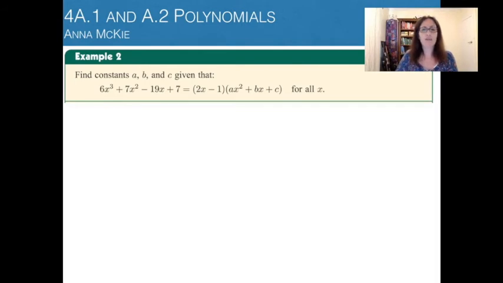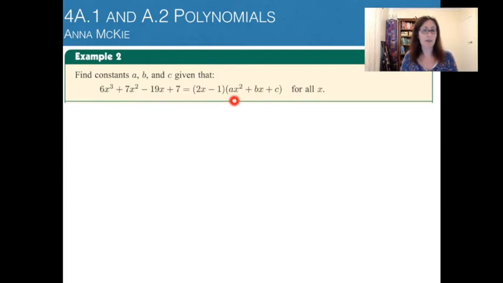Find constants a, b, and c, given that this polynomial, what would it be called? A cubic, is equal to this. And again, a point of interest, how could we ever get that cubic term there? That would have to come from terms multiplied together to give a power of 3.